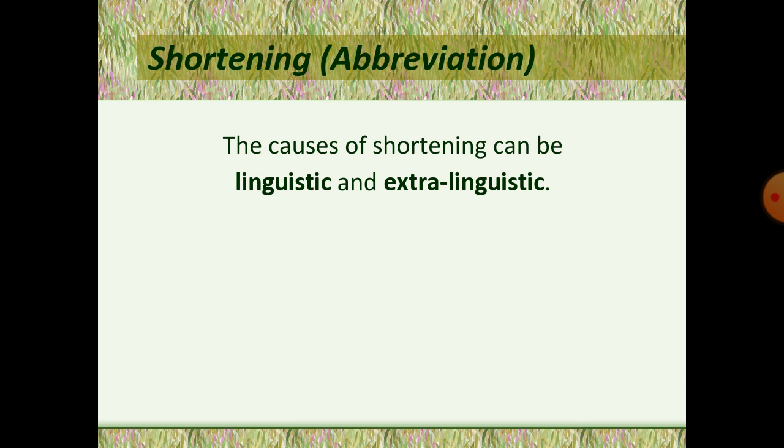Shortening, that is abbreviation. In the process of communication, words and word groups can be shortened. The causes of shortening can be linguistic and extra-linguistic. By extra-linguistic causes, changes in the life of people are meant. In modern English, many new abbreviations, acronyms, initials, blends are formed because the tempo of life is increasing and it becomes necessary to give more and more information in the shortest possible time.